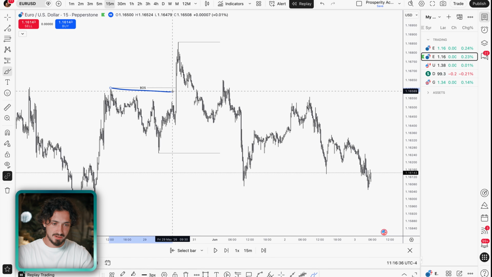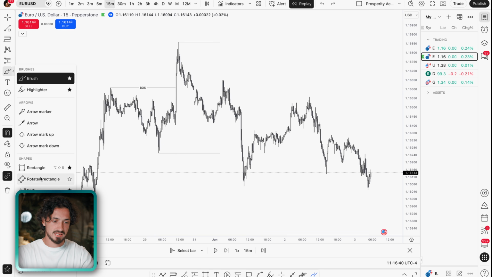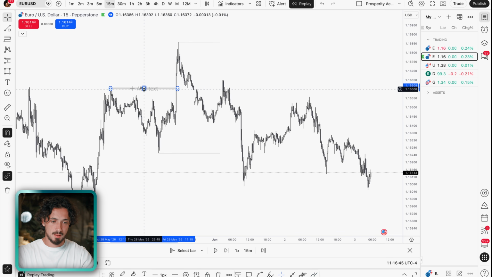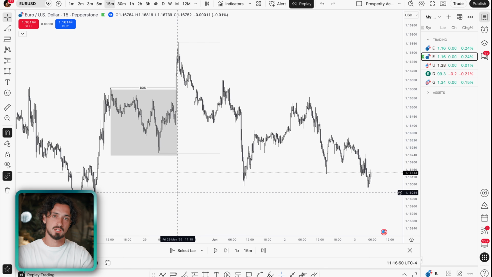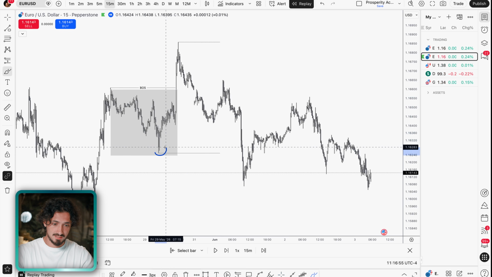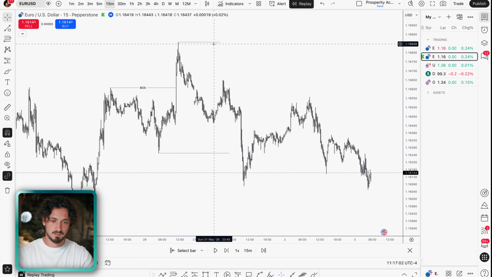So here we have a break of structure. Here we break structure. And you can literally just take a box from the high up until we break structure and bring it down as far as it needs to go. And the lowest point inside this box is going to be your swing low. It's that simple. So this in here is our swing low. So now we know that's our swing low, it's the lowest point. That becomes our swing low, this becomes our swing high.